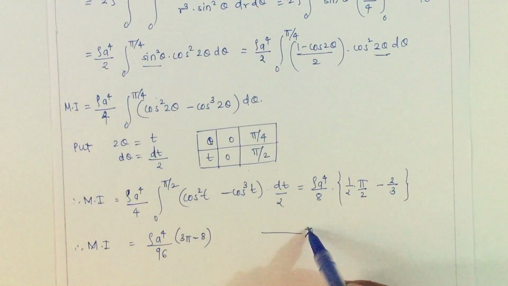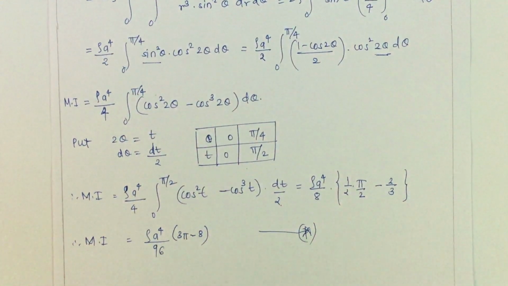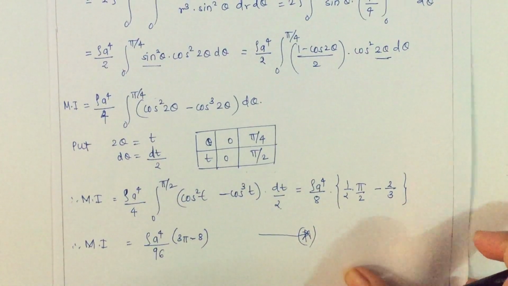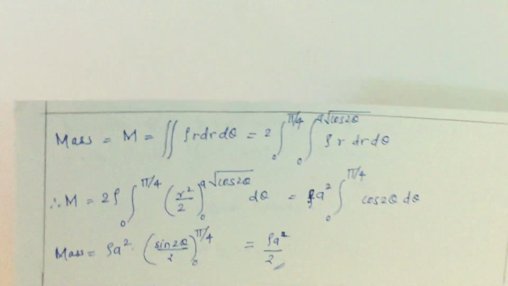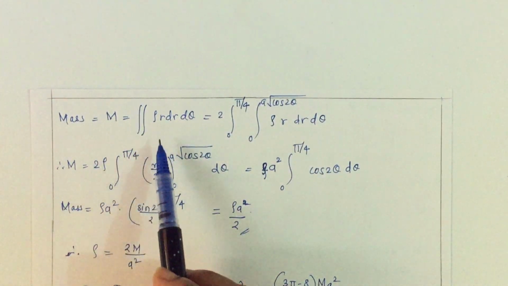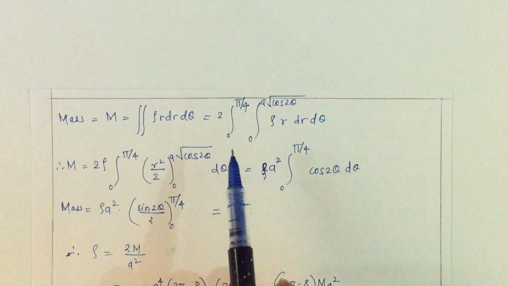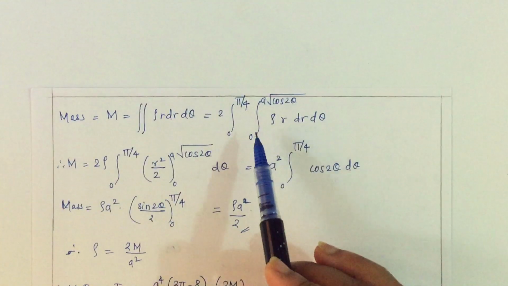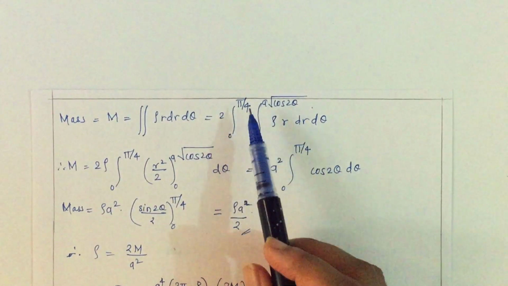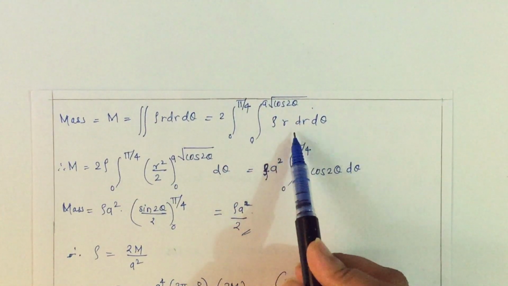But what is this rho actually? So we need to know that. Again, we know what mass is. Mass is nothing but double integral dx dy, and in polar, double integral r dr d theta. With the physical quantity rho, it becomes double integral r dr d theta. Means mass here will be double integral rho r dr d theta. And how do r and theta vary? Theta will vary from 0 to pi by 4, r will vary from 0 to a root cos 2 theta. So this becomes 2 times integral 0 to pi by 4 integral 0 to a root cos 2 theta rho r dr d theta.